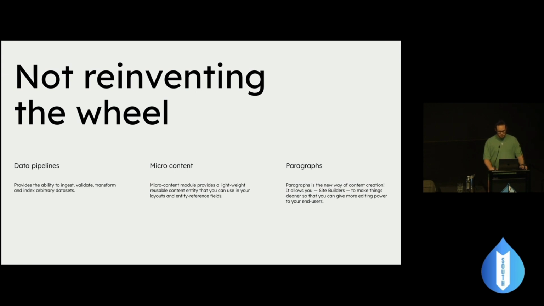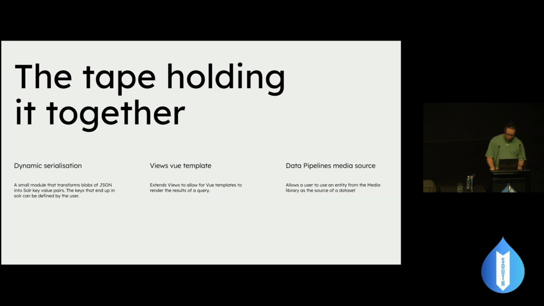We use the micro content module to create sort of on the fly entities, so that the client could specify different types of data types. And paragraphs were used more for site builders and creating one-off pieces of information like graphs or tables if they needed them. And then we wrote some custom modules to sort of tape those three things together.